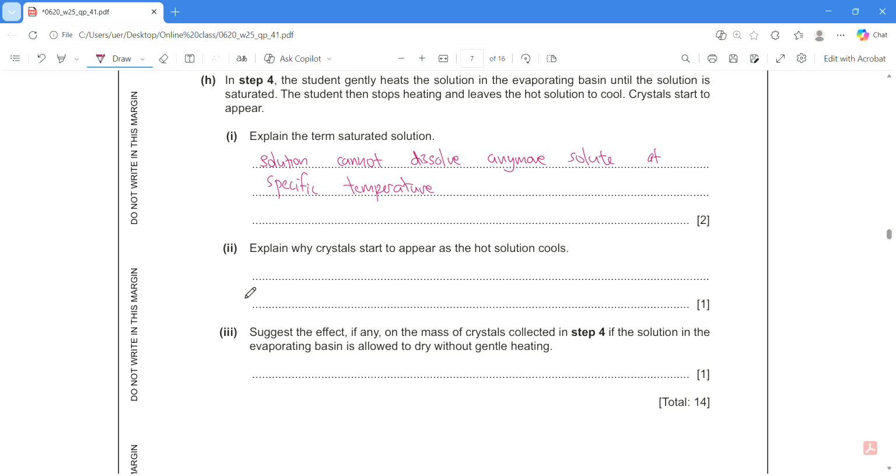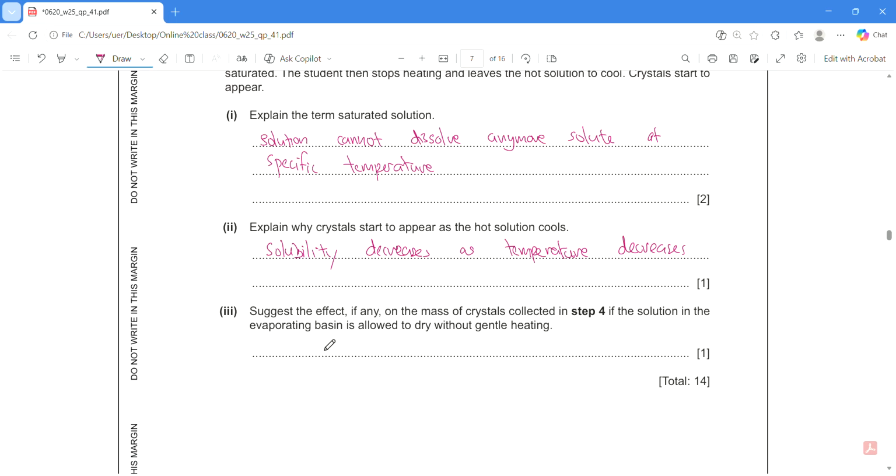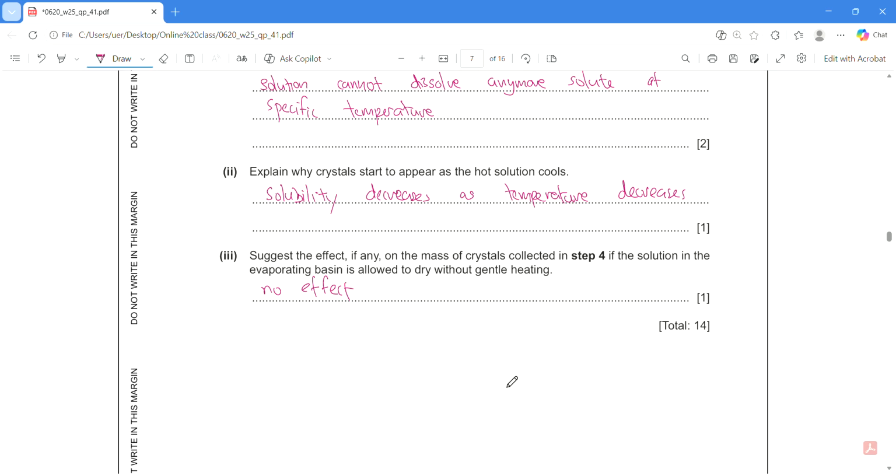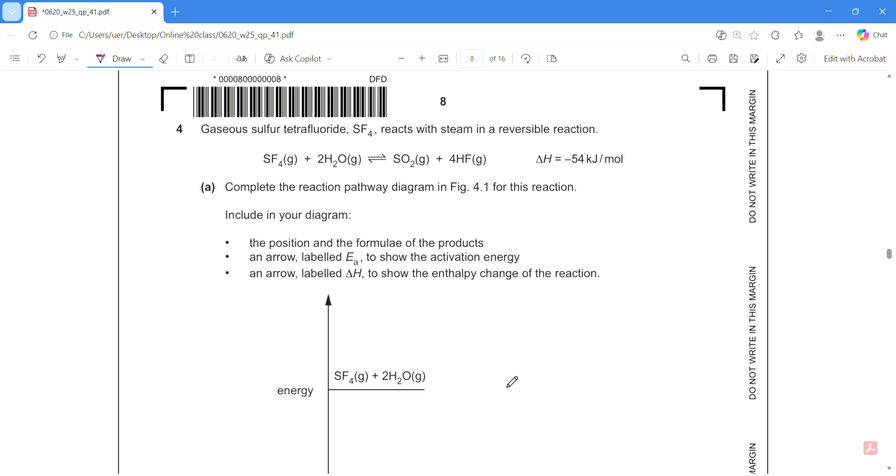Number 2, explain why crystals start to appear as hot solution cools. Like I mentioned just now, the temperature affects the solubility of your solution. So this one, you just have to write the solubility decreases as the temperature decreases. So easy. Number 3, suggest the effect on the mass collected if allowed to dry without gentle heating. So this one, the answer is no effect. It's the same.